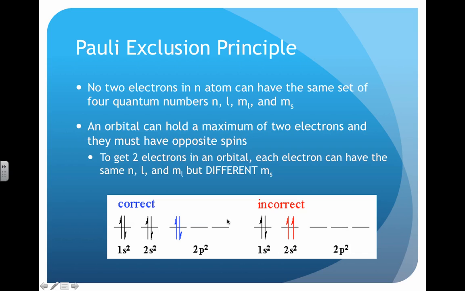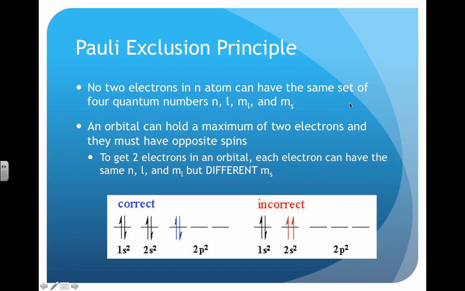To help us with these different orientations and these multi-electron sublevels, we have principles that help us place electrons in orbitals to ensure that stability is being considered. For instance, we have the Pauli exclusion principle. It directly states that no two electrons within an atom can have the same set of four quantum numbers: n, l, m sub l, and m sub s.